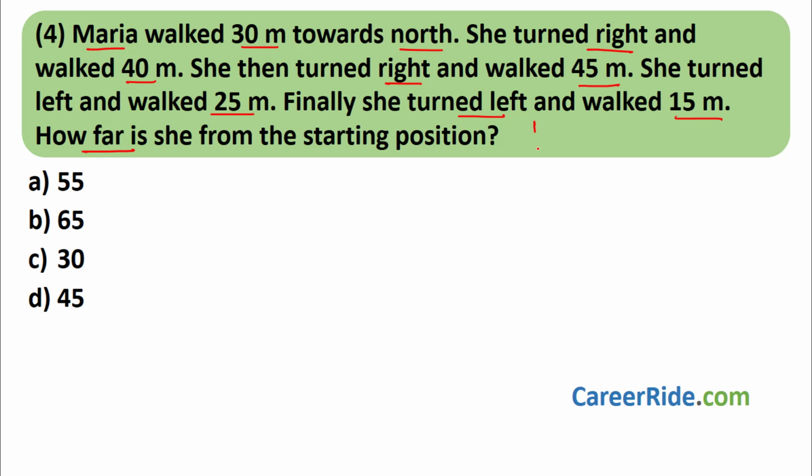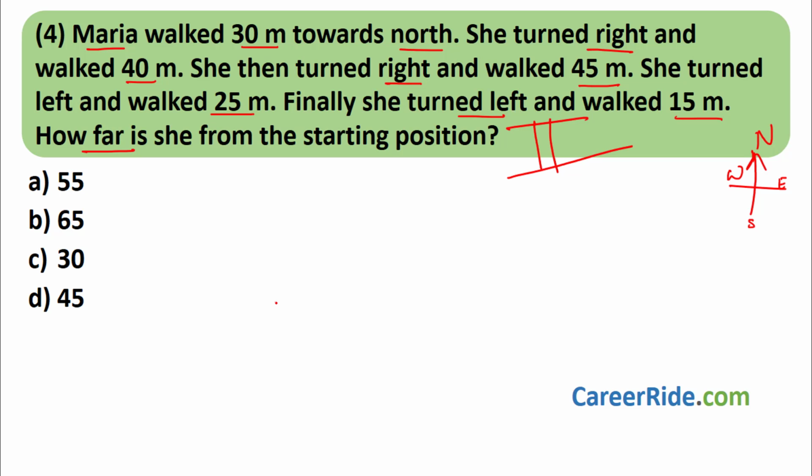Now, this is a second type of sum. Okay. Earlier, we saw only direction was asked. Now, they are asking what is the distance from the starting position. Okay. Let us see how to solve these kinds of sums. See, it is very easy. Since it is a direction sum, we will have our north. So, this will be south, this will be east, this will be west, right?